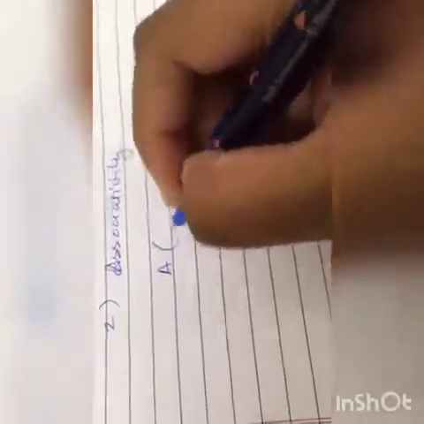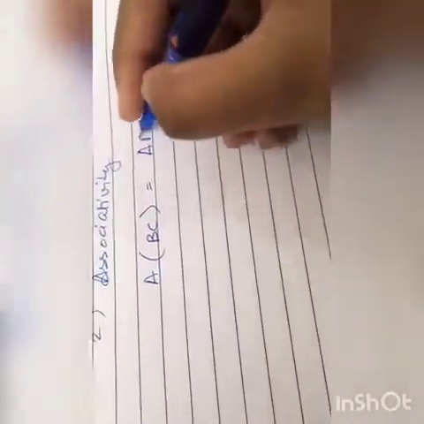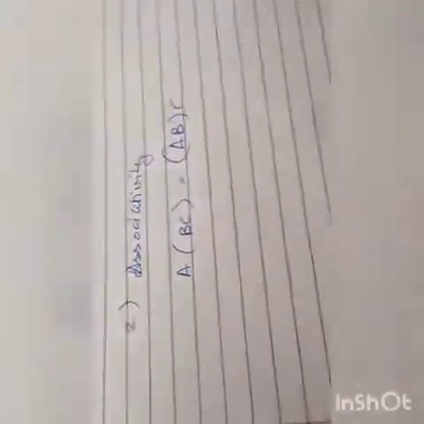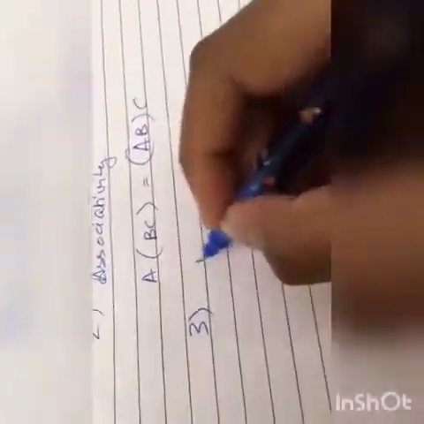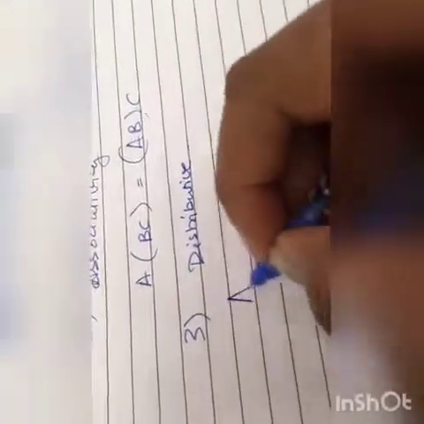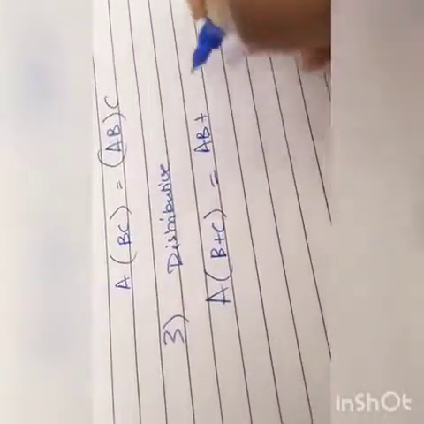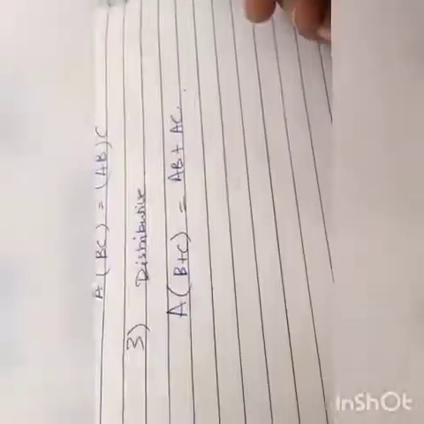The next property we have is associativity, which is A multiplied with BC equals A multiplied with B and then multiplied with C. This can be easily verified. And the next property is distributive, which is A into B plus C gives AB plus AC. This can also be easily verified.